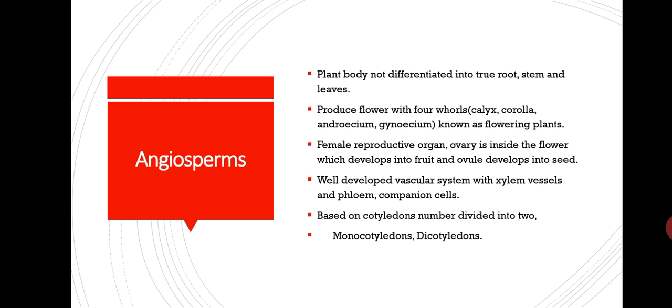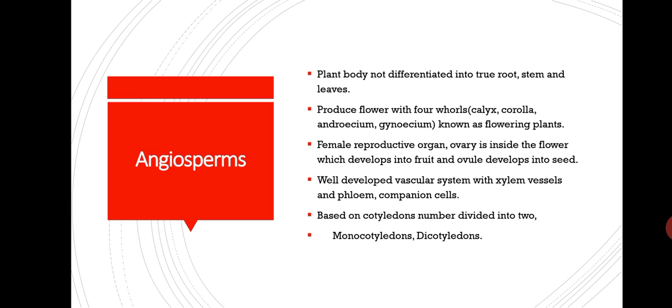They also have a well developed vascular system with xylem vessels and phloem. Based on cotyledon number they can be divided into monocotyledons and dicotyledons. We can identify this while the plant is growing, based on the cotyledon number. Monocotyledon means a single cotyledon, and if two cotyledons are present, that is called dicotyledon.